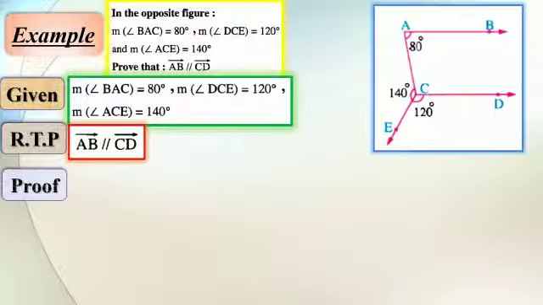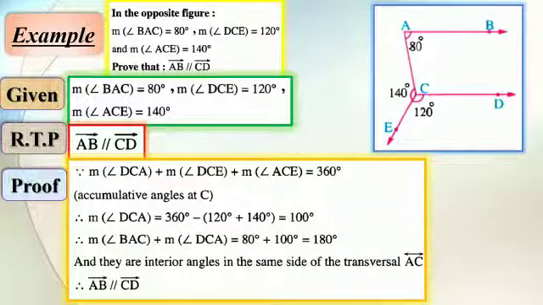Okay, our proof now, since the measure of angle DCA plus the measure of angle DCE plus the measure of angle ACE equals 360 as accumulative angles at C. Then the measure of angle DCA equals 360 minus (120 plus 140), which is equal to 100 degrees. Then the measure of angle BAC plus the measure of angle DCA equals 80 plus 100, which is equal to 180, as interior angles supplementary with the transversal AC. So then ray AB is parallel with ray CD.